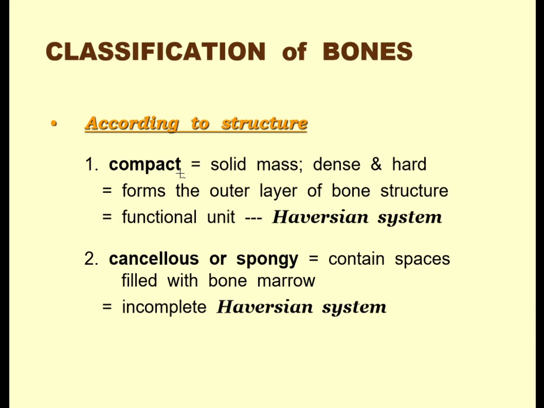According to the structure, the compact bone is a solid mass. That means dense and hard. It is the solid, hard, and dense part, and it generally forms the outer layer of the bone structure.